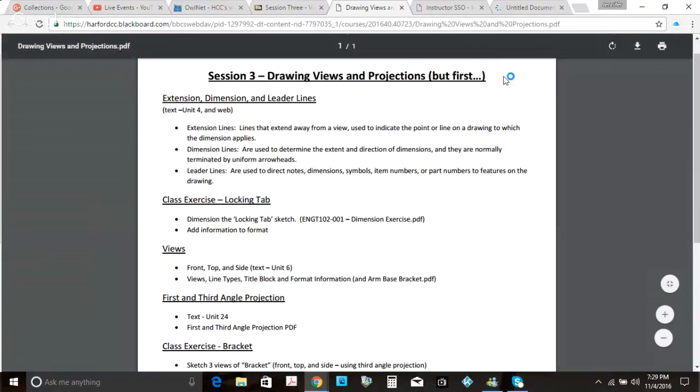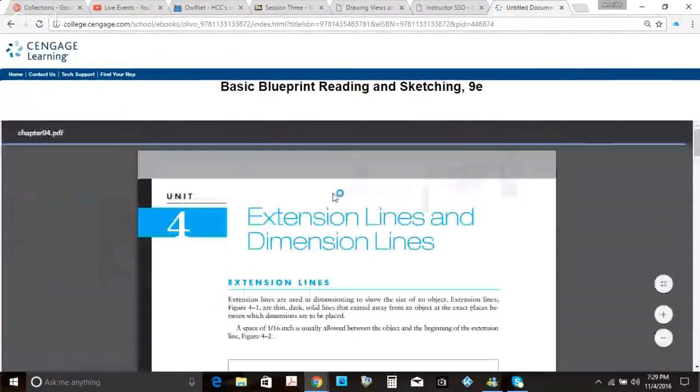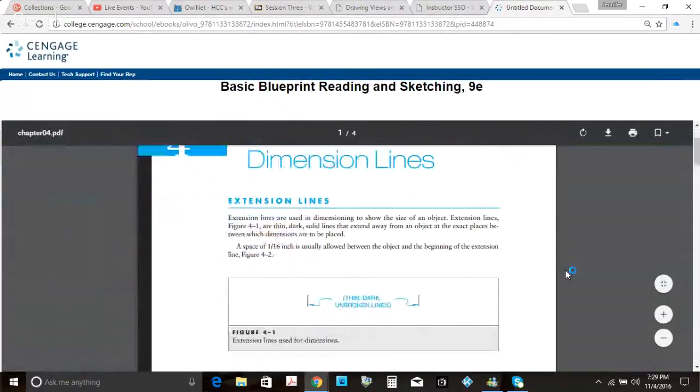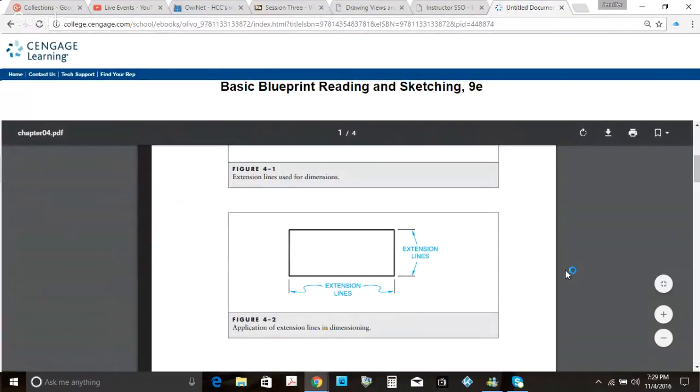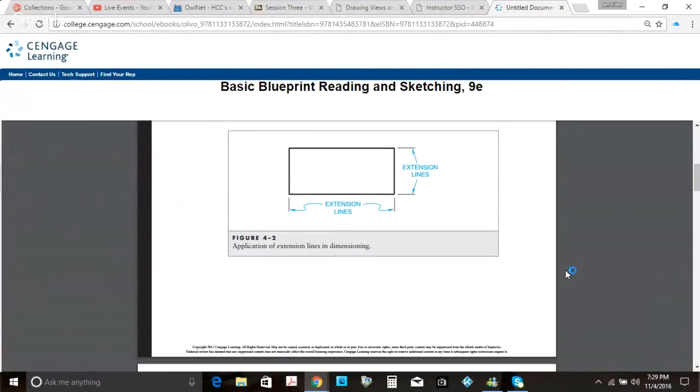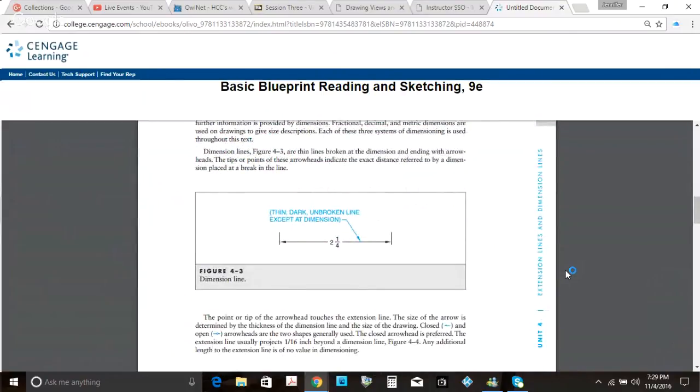This is handled in Unit 4 of the text if you need to go back and take a look. Unit 4 is extension lines and dimension lines. It starts right off talking about extension lines and gives you some examples of how they extend away from the object. Figure 4-3 points out what the dimension line is, the unbroken line with the arrow at the end of it. If I point to a line like you've got in 4-3 and ask what line type this is, be able to identify that as a dimension line.